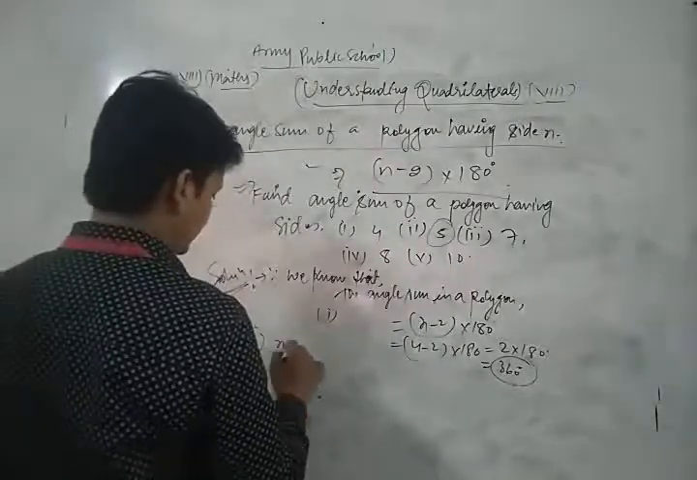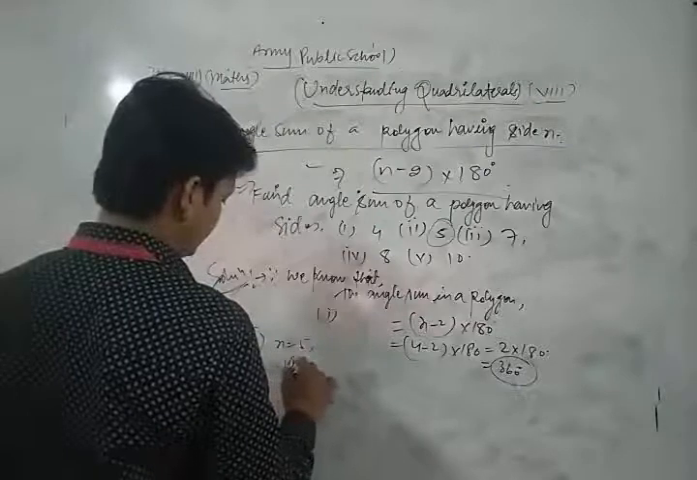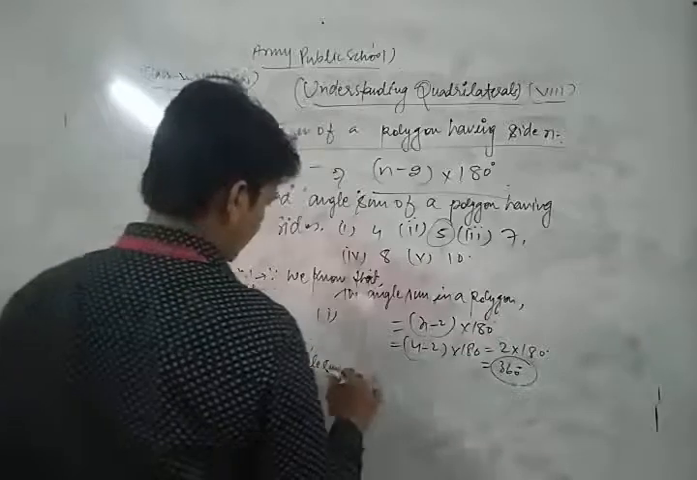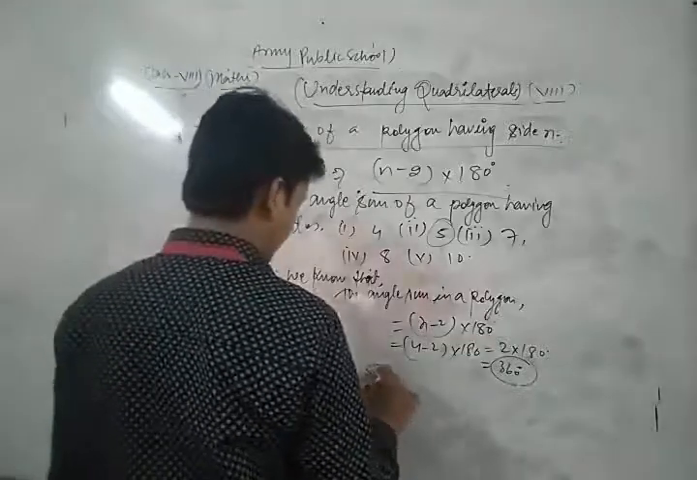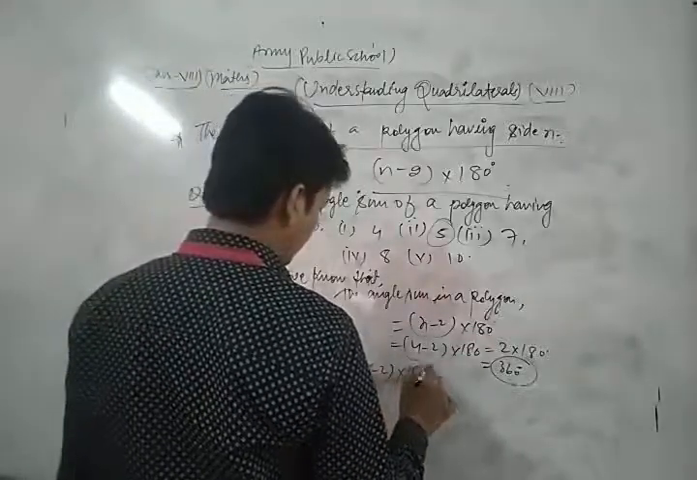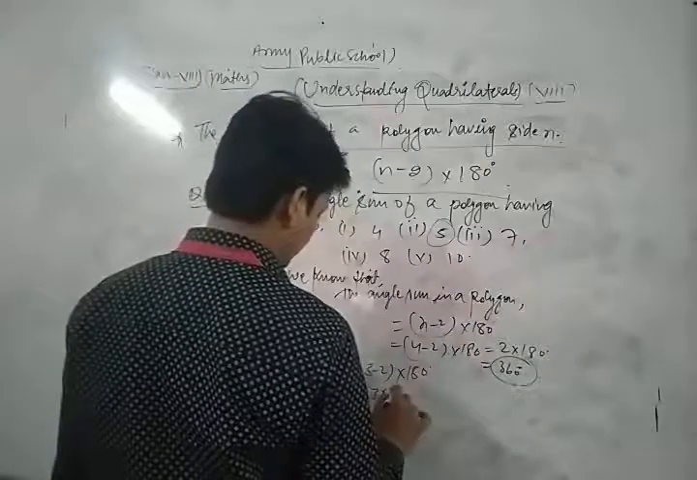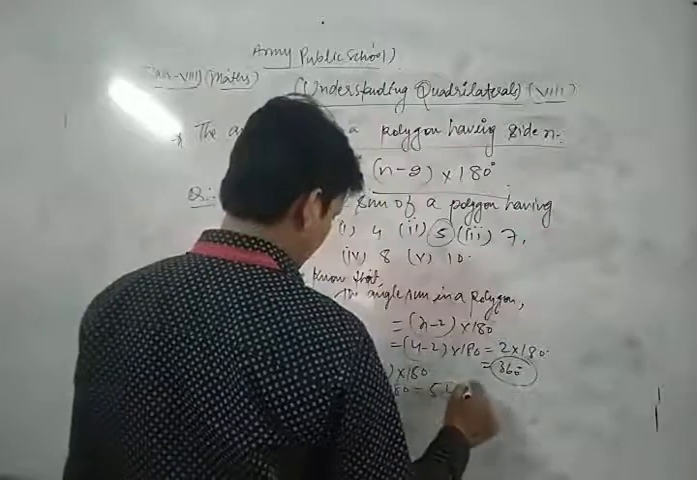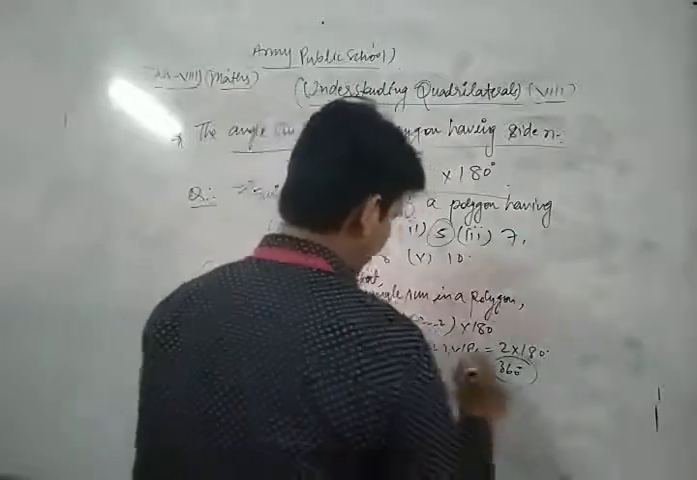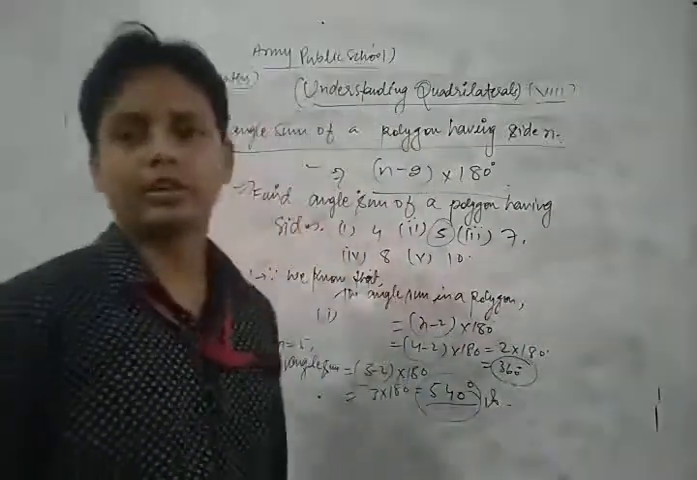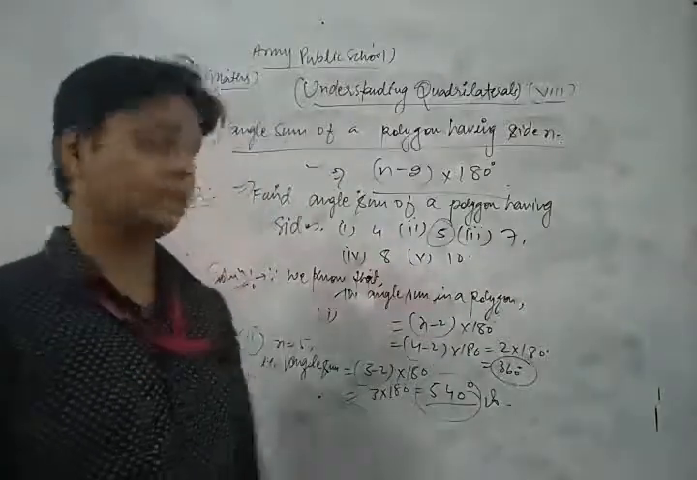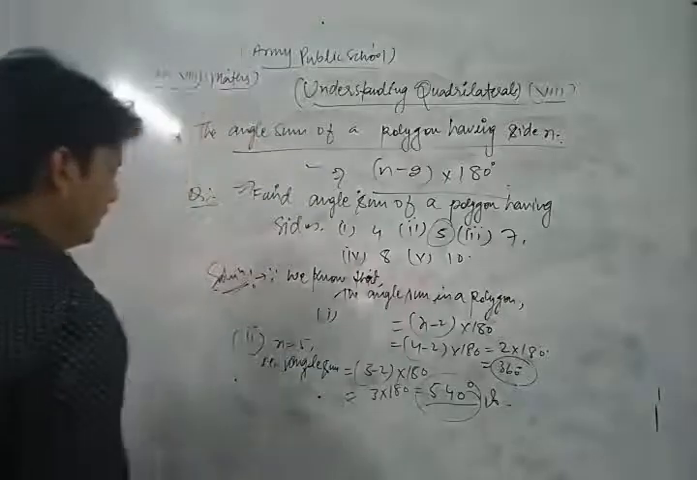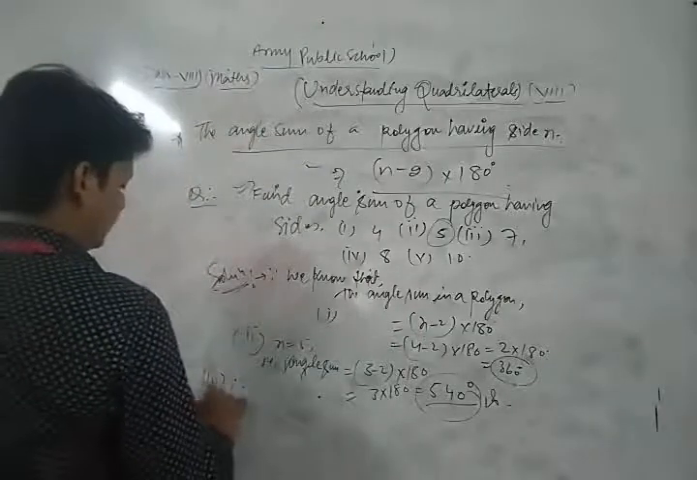Similarly, we take the second part, having 5 sides, which is a pentagon. When n is equal to 5, the angle sum is 5 minus 2 into 180, which is 3 into 180, that is 540 degrees. So the angle sum of a pentagon is 540 degrees.